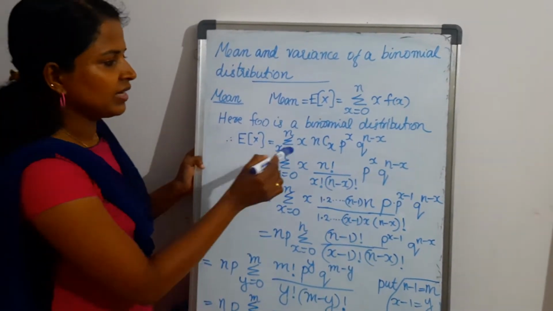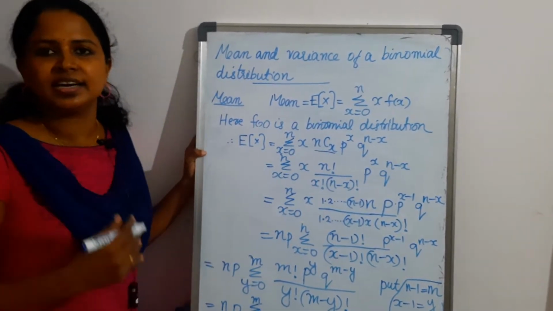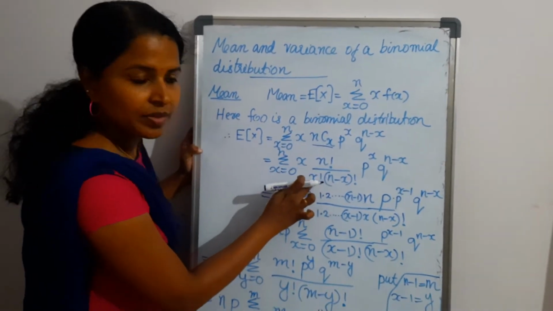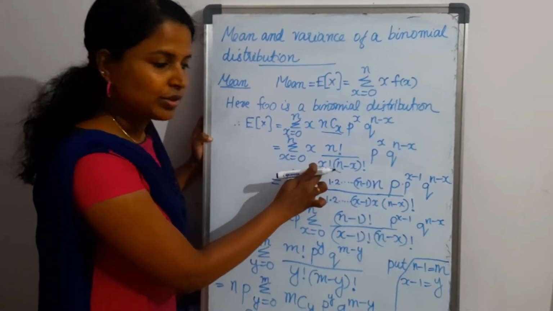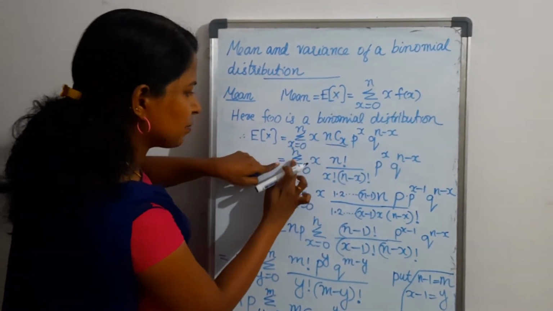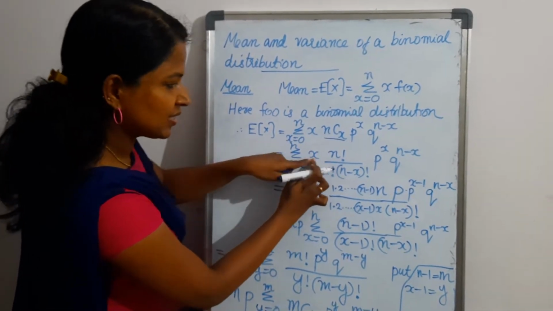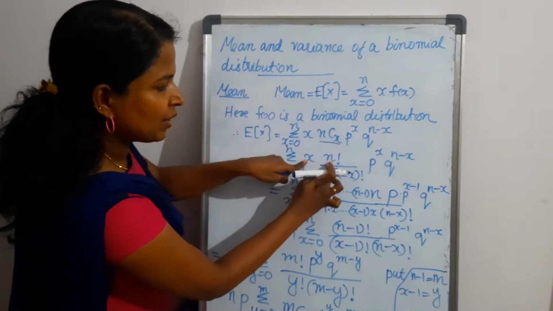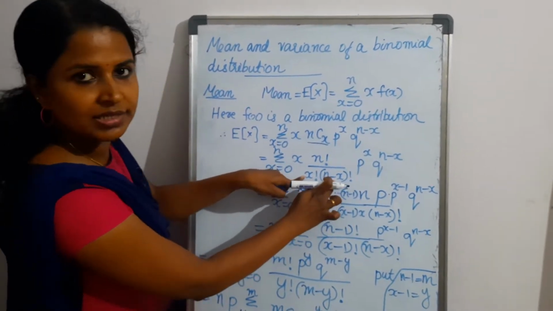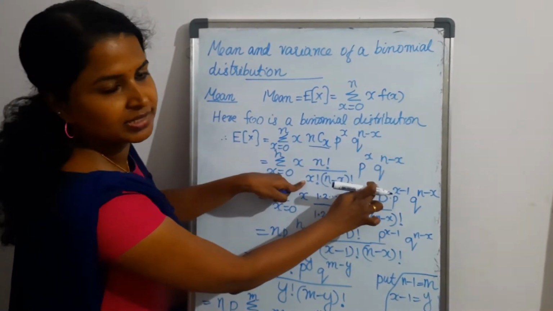Then, what is nCx? nCx is n factorial by x factorial into n minus x factorial. So this is the sum over x equal to 0 to n, where x times nCx becomes x times n factorial by x factorial into n minus x factorial, then p raised to x, q raised to n minus x.